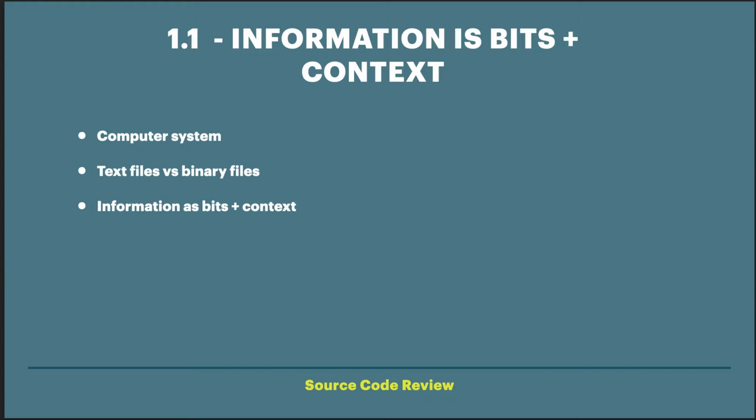Lastly, it goes over information as bits plus context. And what this means here is information to a computer is in the form of bits, a 1 or a 0, right? Or a stream of bits, multiple ones and zeros. However, for example, 1, 0, 0, 1, 1, that binary number right there, that could mean one thing to one program and one thing to another, right? It depends on what we assign values to.